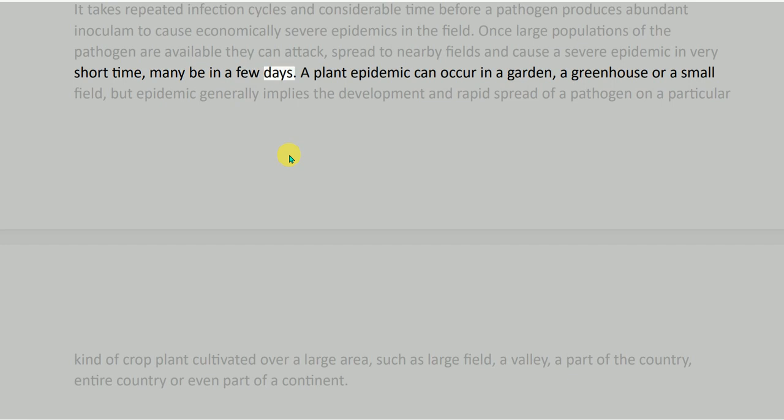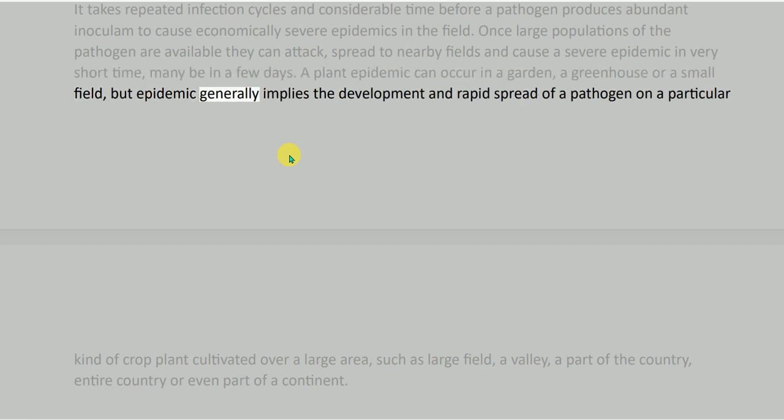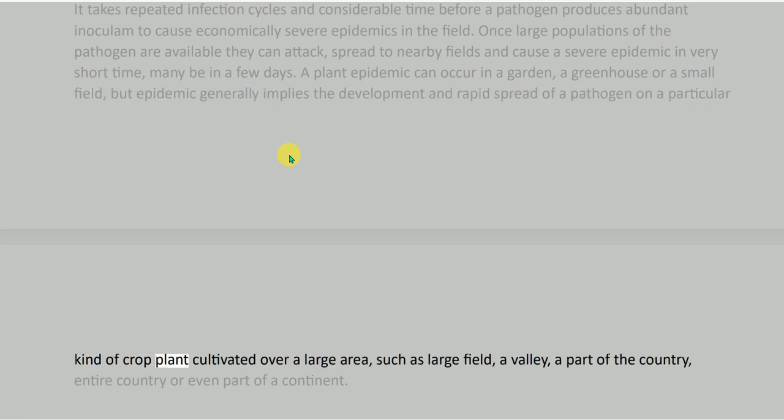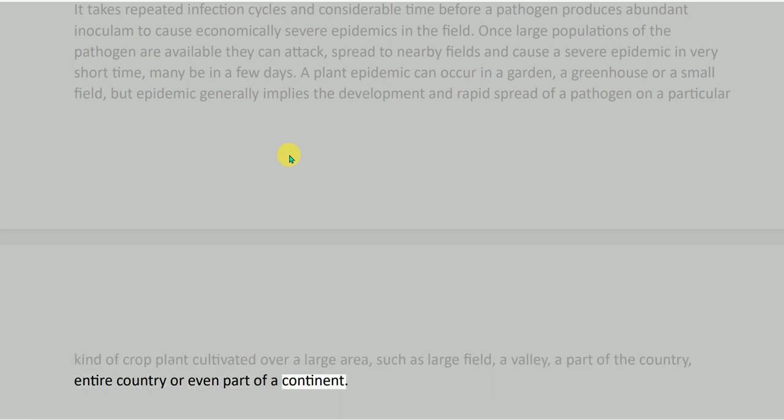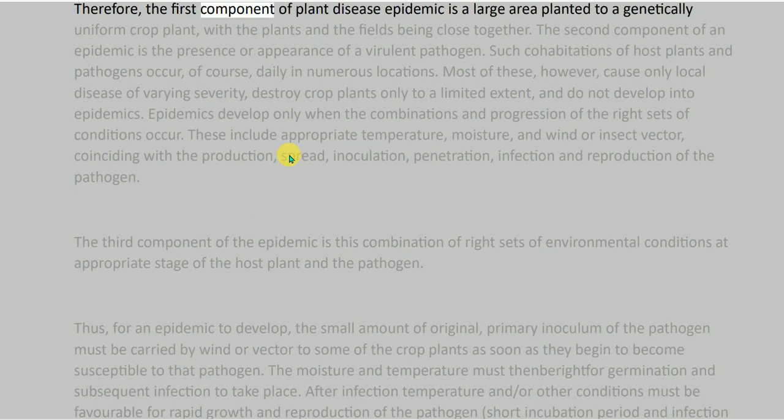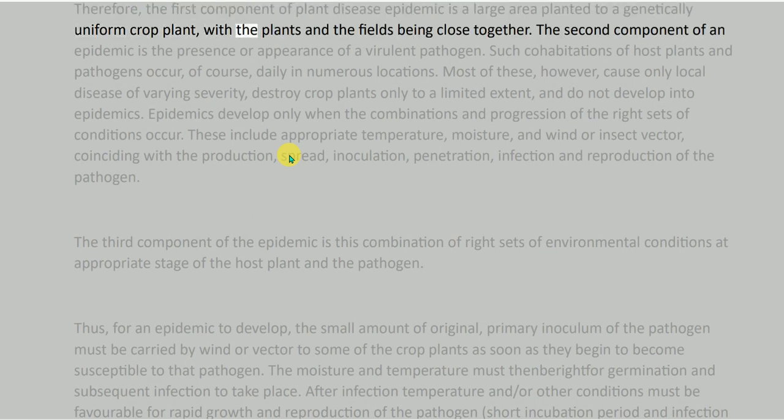A plant epidemic can occur in a garden, a greenhouse or a small field, but epidemic generally implies the development and rapid spread of a pathogen on a particular kind of crop plant cultivated over a large area, such as a large field, a valley, a part of the country, an entire country or even part of a continent. Therefore, the first component of plant disease epidemic is a large area planted to a genetically uniform crop plant, with the plants and the fields being close together.